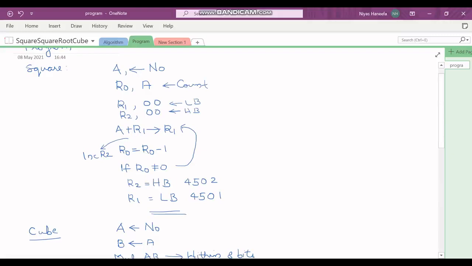It's the same as what we have done for addition of a series of 8-bit data. There we had already specified the count. Here we are not specifying the count, but the given number itself corresponds to our count. So if you think from the addition of 8-bit data point of view, each of those data corresponds to the same number which we have loaded here.